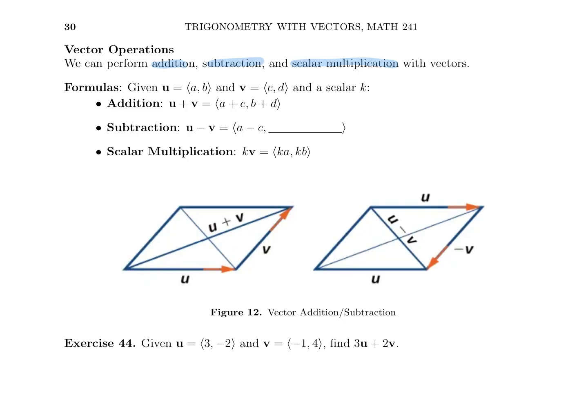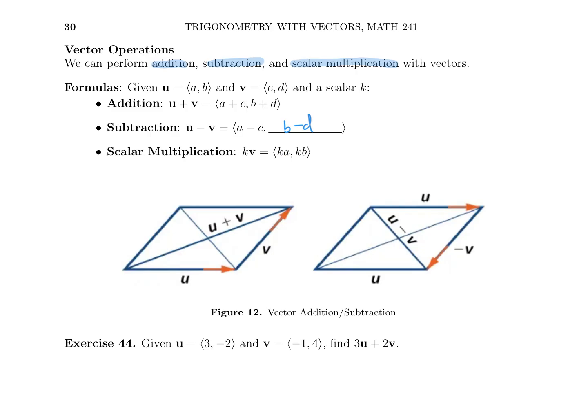And then subtraction works similarly. You subtract the horizontal components, and then you're going to subtract the vertical components. So b minus d. And for scalar multiplication, you simply just multiply by the constant. In this case, they're calling the constant k. So you multiply the horizontal component by k and the vertical component by k.